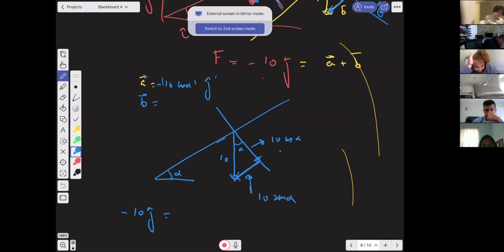Professor, is this similar to the cross product? This doesn't have anything to do with the cross product. Okay, never mind.